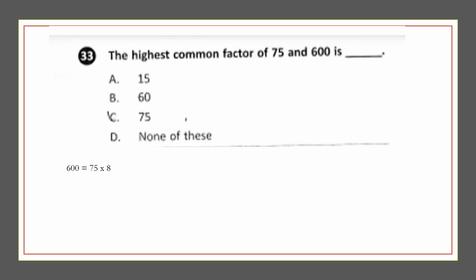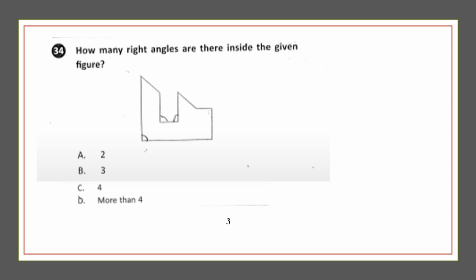Question number 33. The highest common factor of 75 and 600 is. So if we see, 75 times 8 equals 600. So the common factor is 75. So our answer is option C, 75.